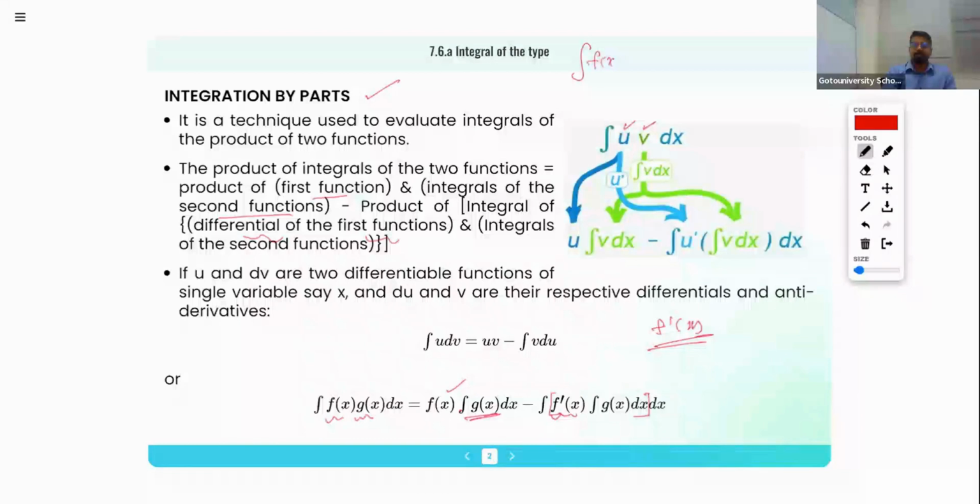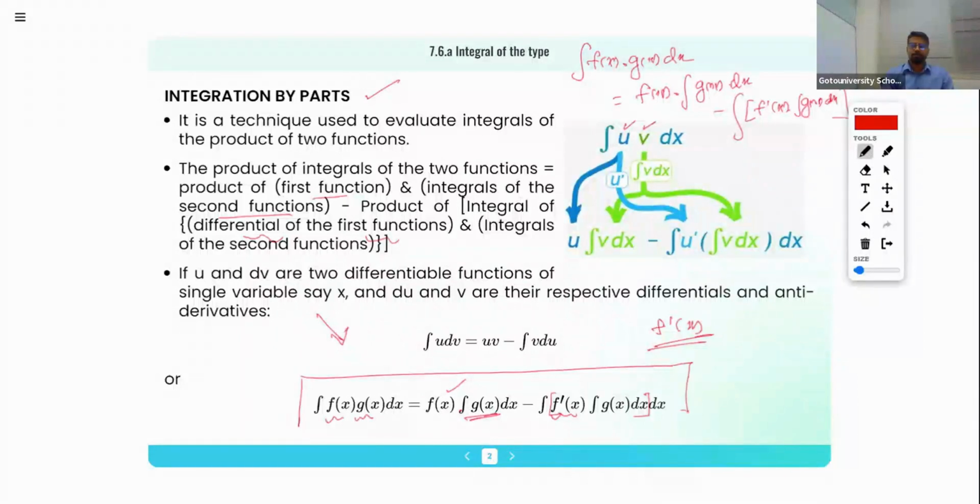But for now, the integral of f of x, g of x dx is given as: you write the first function as it is, then integrate the second function with respect to the given variable, minus the integral of, in the bracket, f dash of x times the integral of g of x dx. All this is explained here. If you are able to understand, fine. Others, just remember this formula. Whenever you have a product, you have to do this.